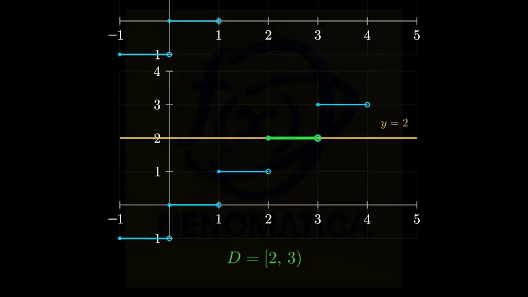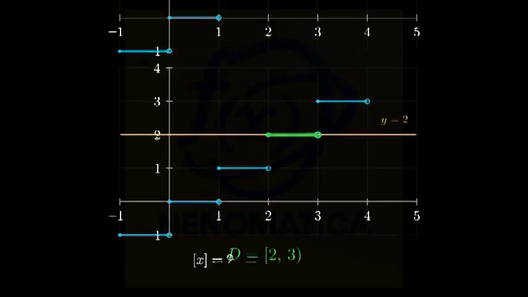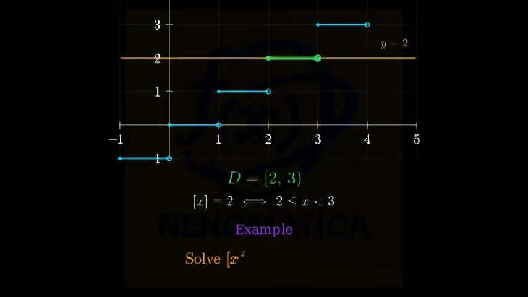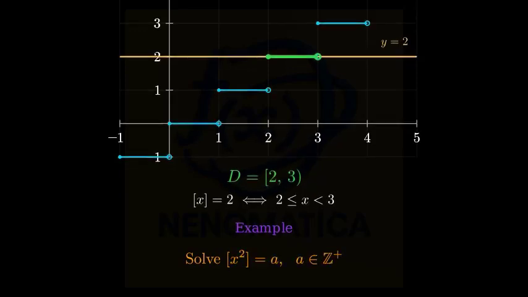We can also confirm this algebraically. By definition, floor of x equals 2 if, and only if 2 is less than or equal to x, and x is strictly less than 3. Example: next, solve floor of x squared equals a, where a is a positive integer. We'll first build intuition with a graph of y equals floor of x squared, then derive the algebraic intervals.